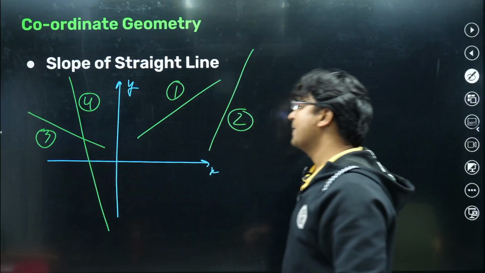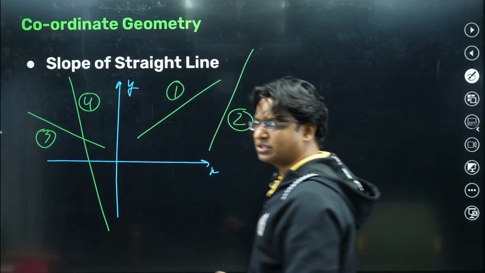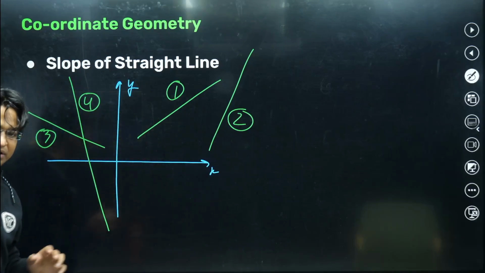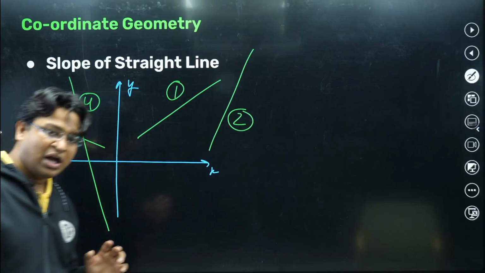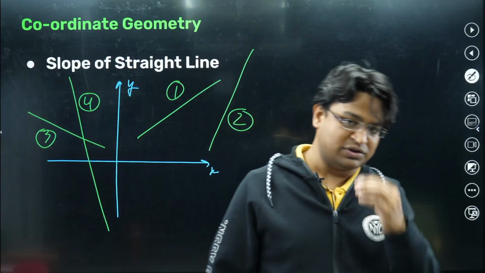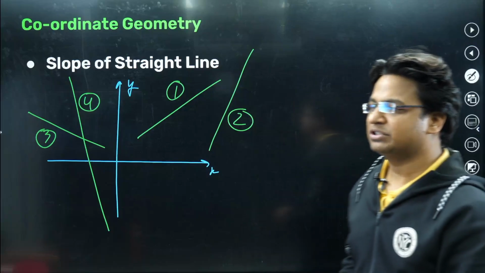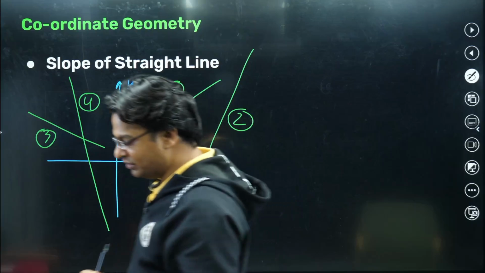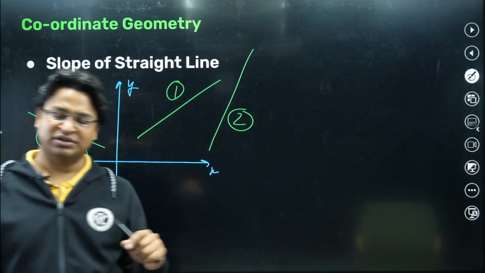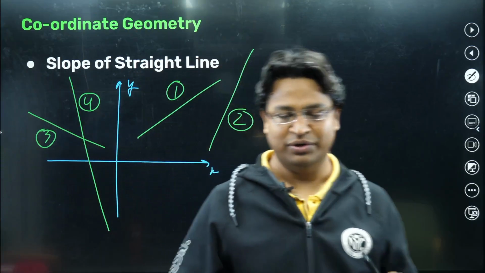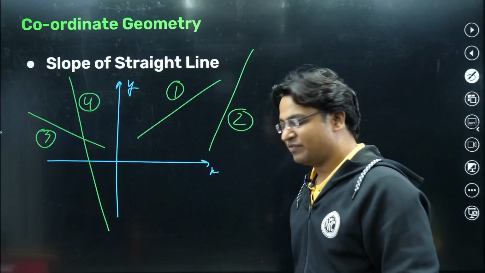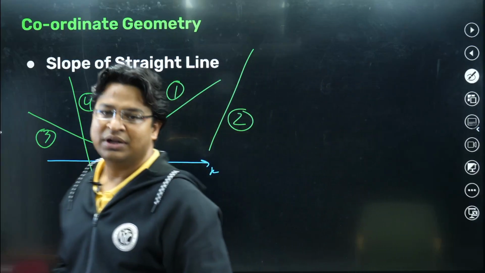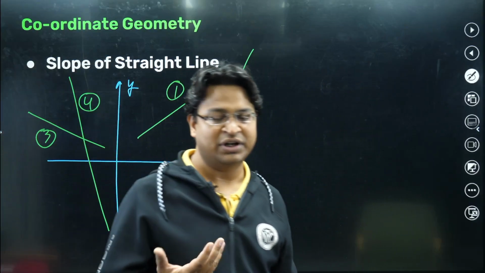Notice carefully. Before I ask the real question, let me ask you some preliminary questions. Among these 4 lines, how many lines have positive slope? Tell me, guys. If you answered 1, you are wrong. If you answered 3, you are wrong. If you answered 2, you are correct. 2 of these lines have positive slope. And if I ask you how many of them have negative slope, then again, if 2 have positive, there are total 4.